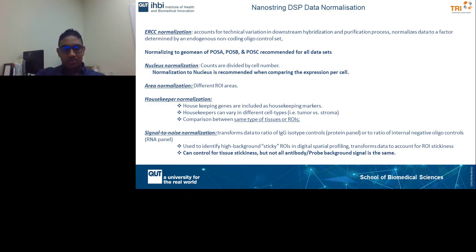And there's a number of different data normalization methods. So I think this is a key slide for a lot of this work. I think it speaks to a lot of this new technology and single cell sequencing, and the data normalization is becoming increasingly challenging. But I think there are ways in which we can better assess our data. So there are a number of different ways this data was normalized: ERCC normalization, nucleus normalization, area normalization, a number of housekeepers, and signal to noise normalization for each data set. So we were able to measure across the ROIs and within the ROIs if there were tumor or stroma.